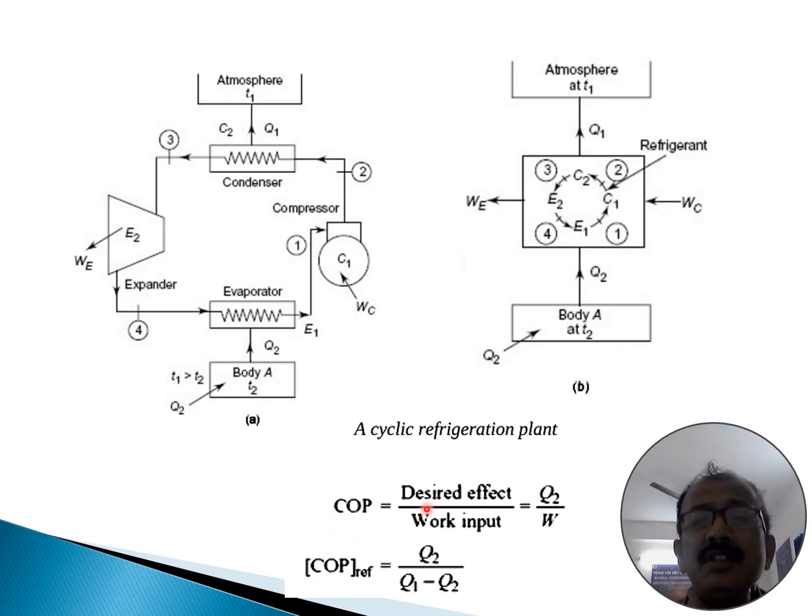So COP is nothing but the desirable effect by work input. The desirable effect is Q2. That means when Q2 amount of heat goes out from the body at temperature T2, the T2 temperature will be maintained. So desirable effect, that means Q2, and work input, that is W. So Q2 by W. W is nothing but Q1 minus Q2. So the COP of refrigeration is nothing but Q2 by Q1 minus Q2.